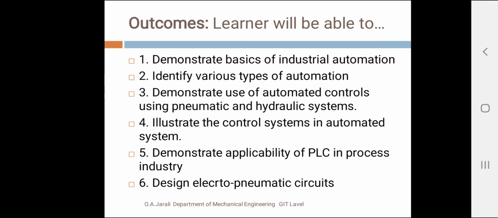After completion of this course, the students will be able to demonstrate basic industrial automation. That is, these are some outcomes. Students should be able to demonstrate basics of industrial automation. Students will be able to identify various types of automation. Students should be able to demonstrate use of automated controls using pneumatic and hydraulic systems. Students should be able to illustrate applicability of PLC in process industries. Students should be able to design electro-pneumatic circuits. So these are some outcomes after this course.